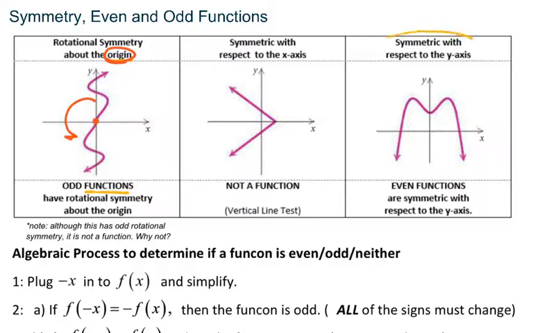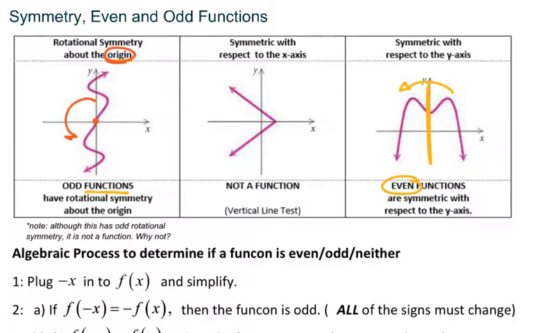And then finally, we can have symmetry with respect to the y-axis. And this is saying that we could fold this across the y-axis and it would match up. Functions with symmetry with respect to that y-axis, those are considered even functions, okay? So the main point here is that odd functions have rotational symmetry about the origin, and even functions are symmetric with respect to the y-axis.